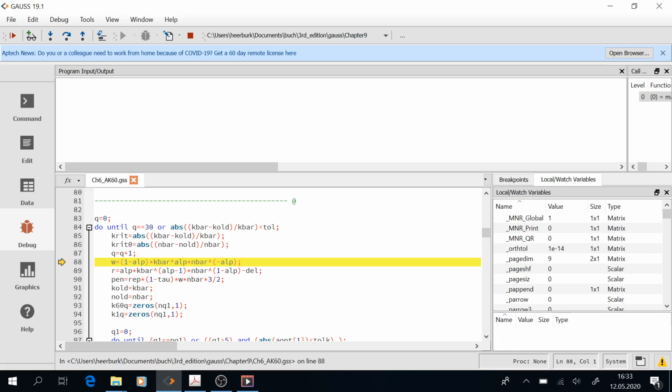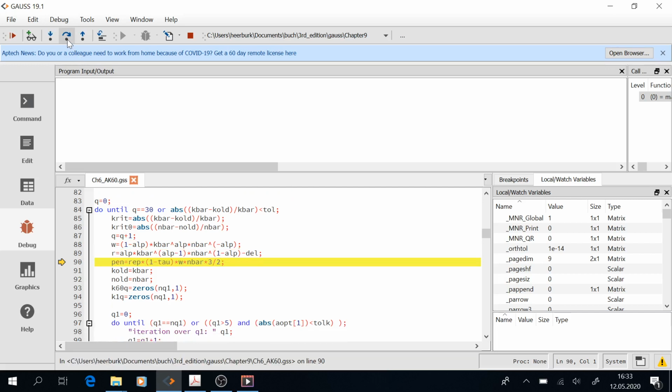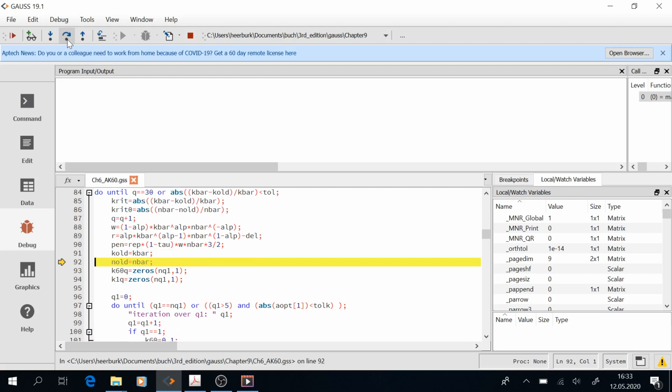So we compute step 2 now. We compute the wage rate and the interest rate from the first order conditions of the households. So W and R are given here by the households, and we compute the pension level with the help of the replacement ratio. Save k bar and n bar as our old values, k old and n old, so that we can compute the percentage deviation of these two variables over the outer iteration q.